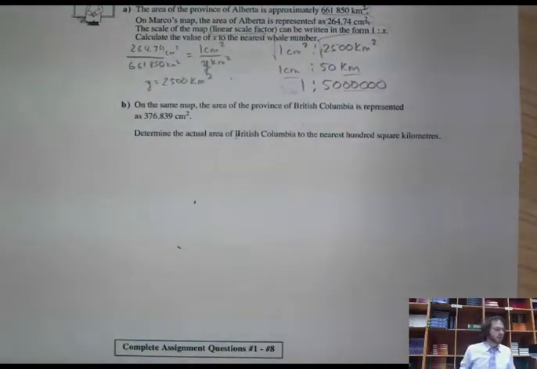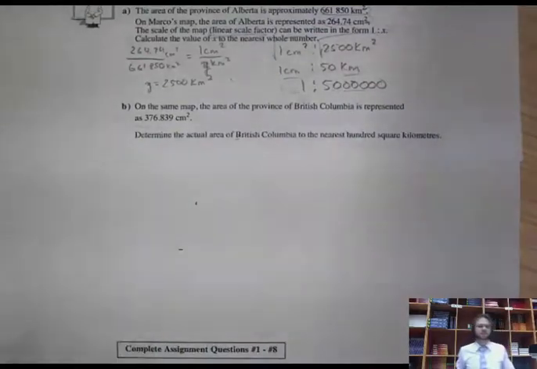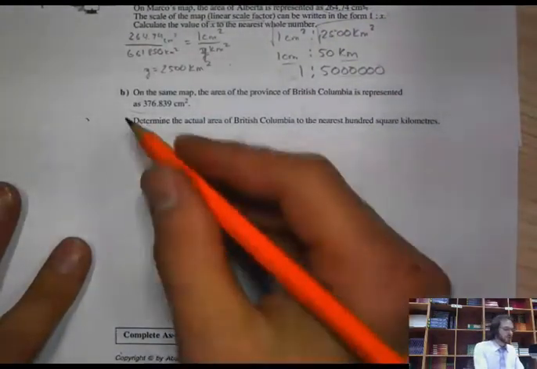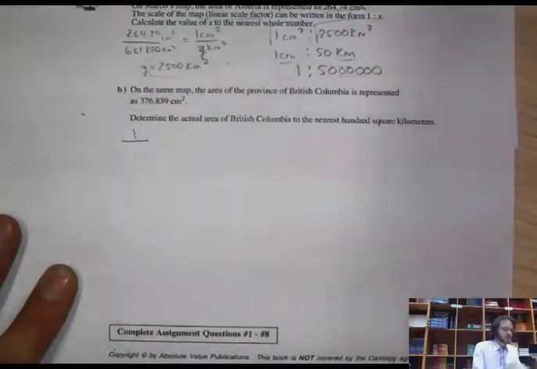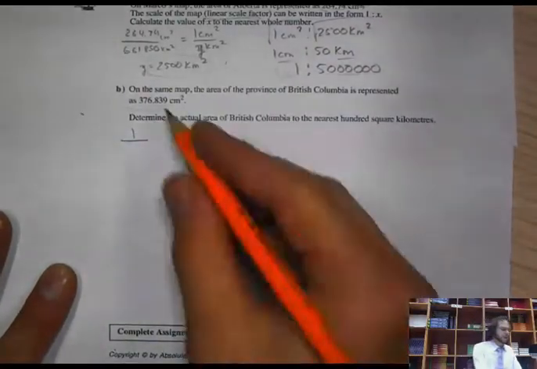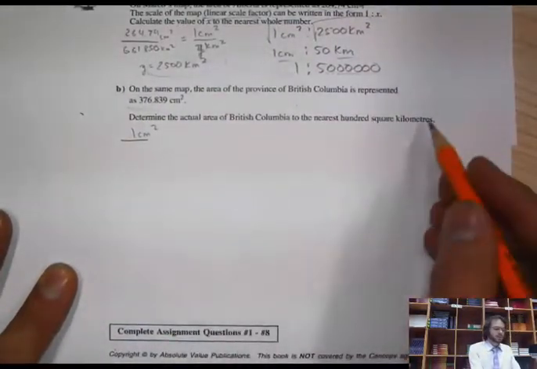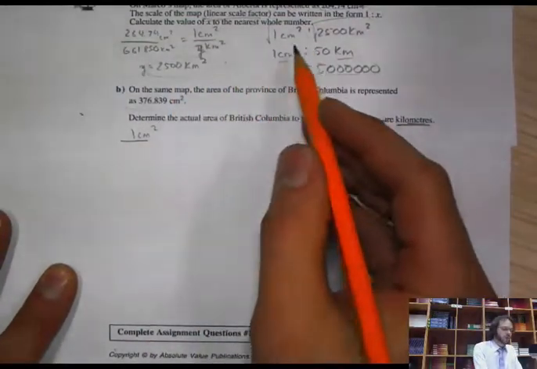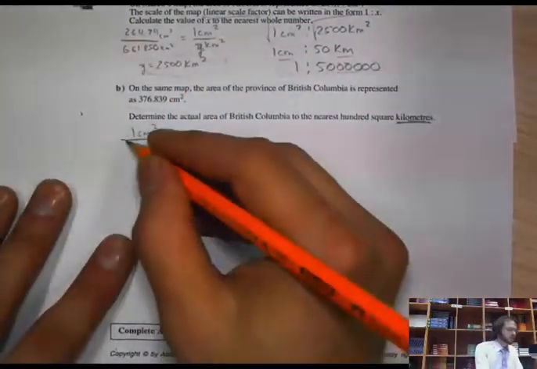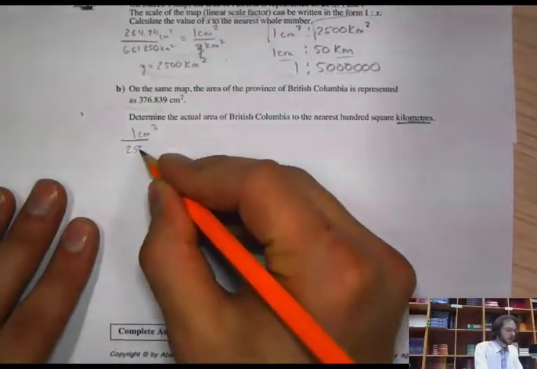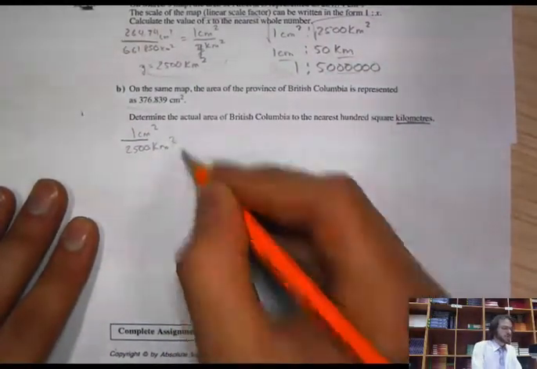Now, it says, on the same map, the area of the province of British Columbia is represented by this here. Okay, so that's in centimeters squared. So now it says determine the actual area of British Columbia. So let's go with my ratio. We want new all over old. Now, I'm going to use this 2,500, because we're looking at squared. So I want centimeters squared, and it wants it in kilometers. So I'm going to use the kilometers squared and not anything else. Okay, so I'm going to put down here 2,500 kilometers squared. All right?